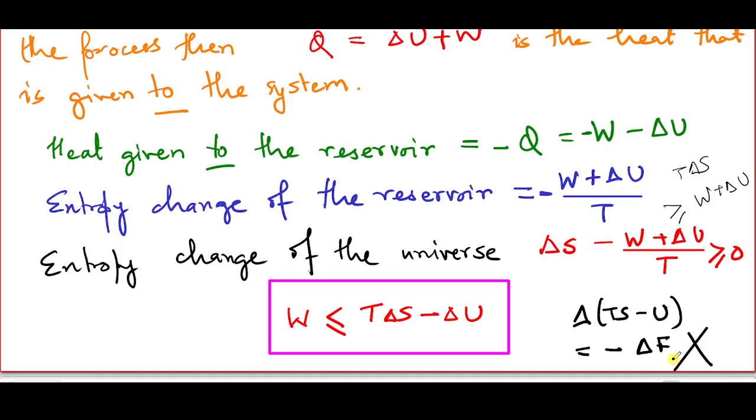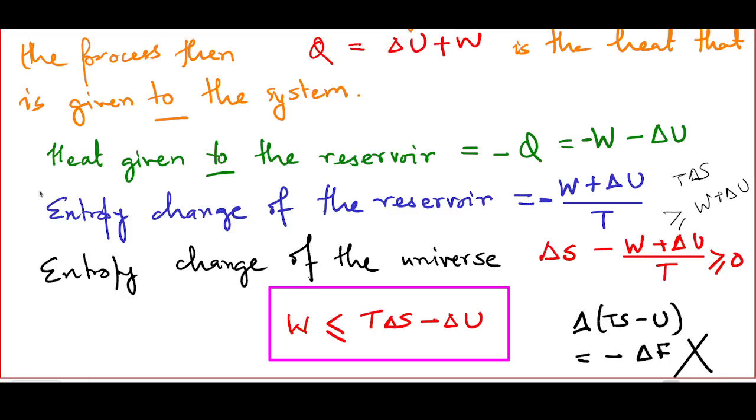Now, note also that the equality will be obeyed only if the entropy change of the universe were equal to 0, and that's possible only for a reversible process. Since all real life processes are actually irreversible, you will never really attain T delta S minus delta U, but you can aspire to get close to that.